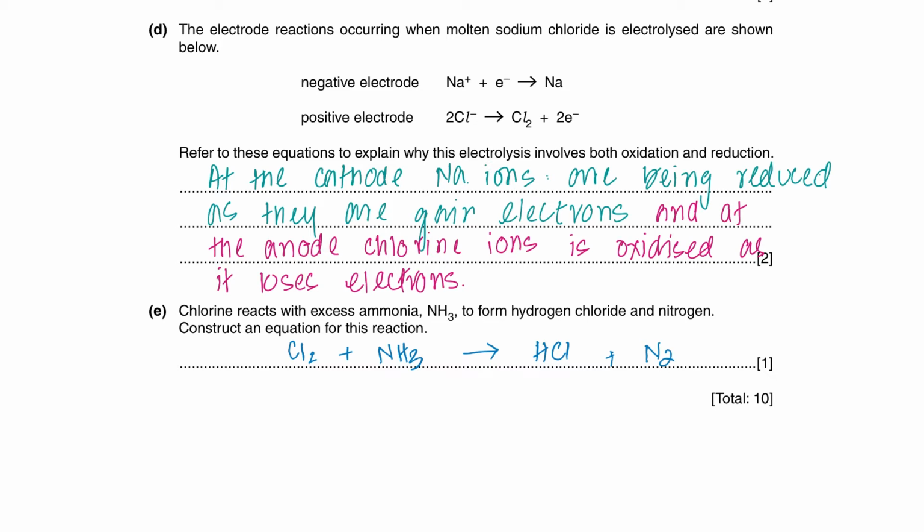So 3 hydrogens. Let's make it 6 hydrochloric acid. So we can put a 2 over here, so the nitrogens are balanced out. And if we put a 3 over here, now it looks all balanced. 3Cl2 plus 2 NH3 will give you 6 HCl and 1 N2.